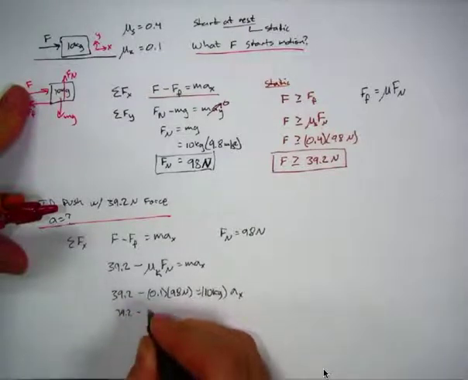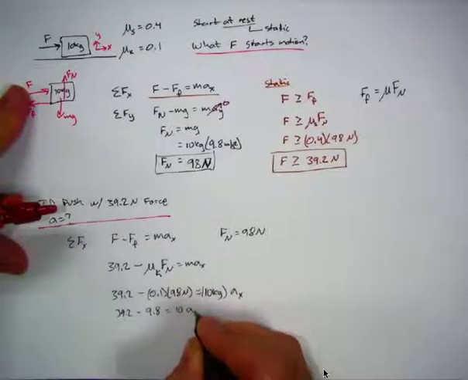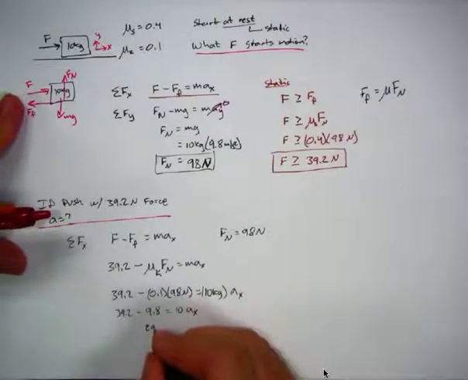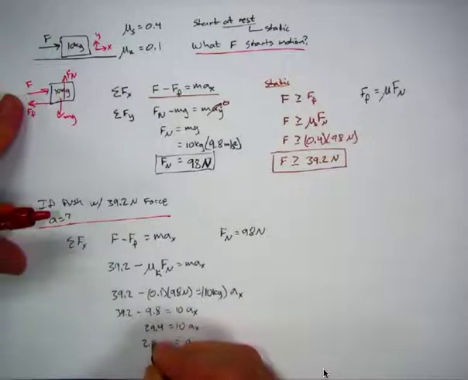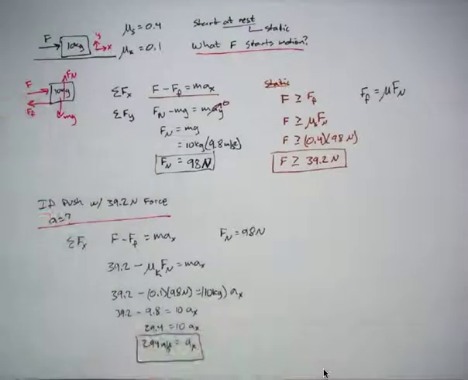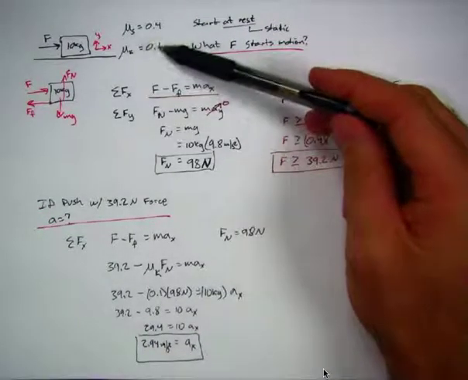39.2 minus 9.8 equals 10 a_x. 39.2 minus 9.8 is 29.4, which equals 10 a_x. So a_x is equal to 2.94 meters per second squared. So now we have an acceleration for this box based on kinetic friction.